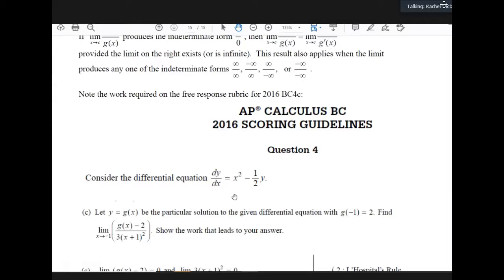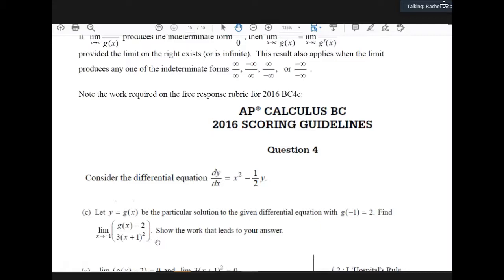It says, consider the differential equation given. I wasn't technically allowed to photocopy this one because it was from an AP exam that's not released. Let y equal g of x be the particular solution to the differential equation, g of negative 1 equals 2. Find that limit. As you plug negative 1 in for g, this becomes 2, so you get 2 minus 2, which is 0 on top. If I plug in negative 1 down below, I get negative 1 plus 1, which is 0 on bottom.